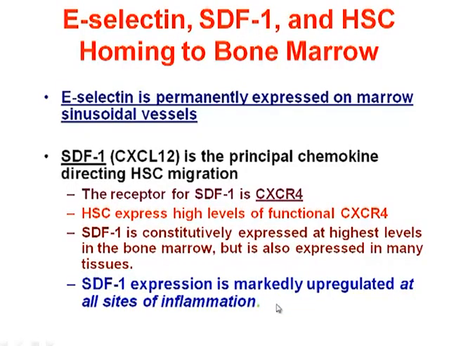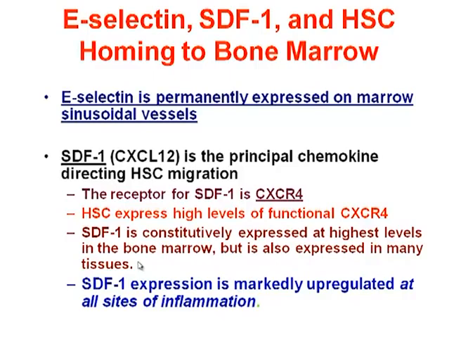Just to review here then, the roles of E-selectin and SDF1, otherwise known as CXCL12, in this homing process. Well, first it was determined that E-selectin is permanently expressed on marrow sinusoidal endothelial cells. The chemokine CXCL12, that is SDF1, is the principal chemokine which directs the hematopoietic stem cell migration to the marrow. And the receptor for this molecule is CXCR4. Hematopoietic stem cells express high levels of functional CXCR4. So the SDF1 molecule, which is constitutively expressed in the marrow, then engages the CXCR4 on the hematopoietic stem cell surface, upregulating VLA4 activation and firm adherence on VCAM1.